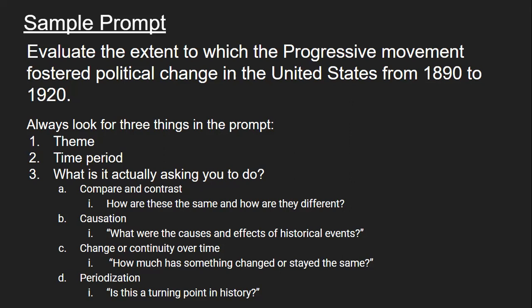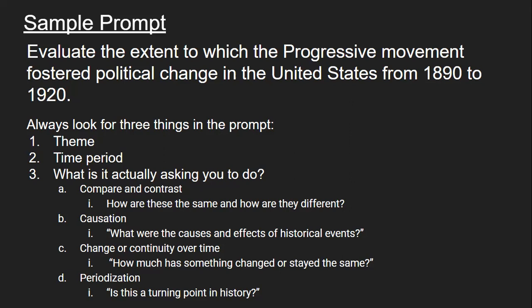The second thing you're looking for in your prompt is your time period. And this is one of the dumbest ways that students lose points on these types of DBQ essays: they write about stuff outside of the time period given. Now, not every single prompt gives you a time period, but most of them do. And sometimes they won't give you from this year to this year. Sometimes they'll just name a period, right?